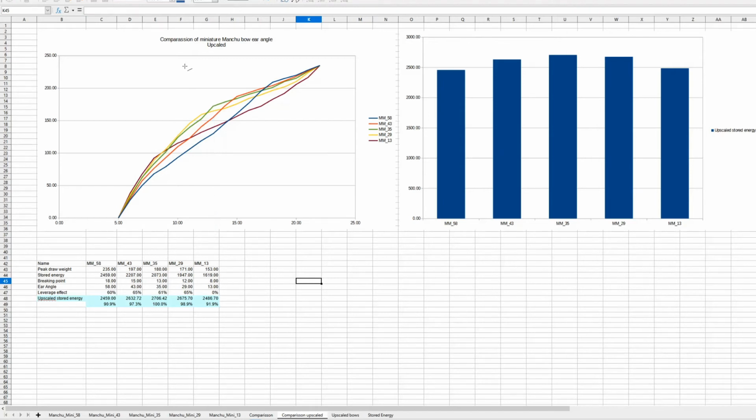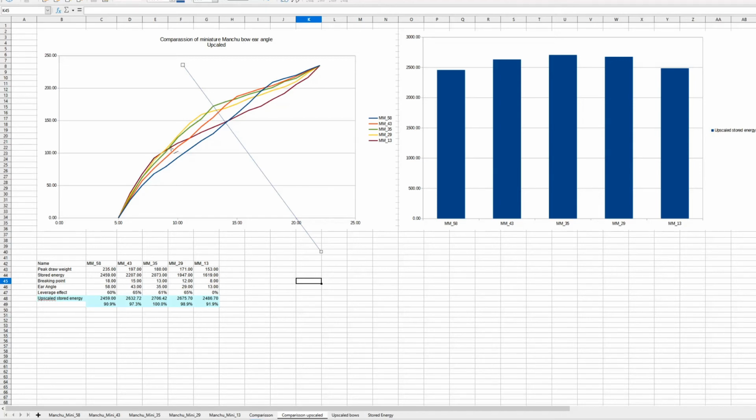We can also see that the other bows are mirrored around this. So if you compare MM13, the purple one, and MM58, the blue one, they are mirrored across this plane. They are inverted to each other. And if we look at the energy chart, 55 and 13 almost have the same amount of energy. The difference is we have a little bit of stacking up close to the full draw, and the opposite in the beginning of the draw. We build up a lot of energy in the beginning of the draw, so therefore the bow with a sooner breaking point would be storing more energy.